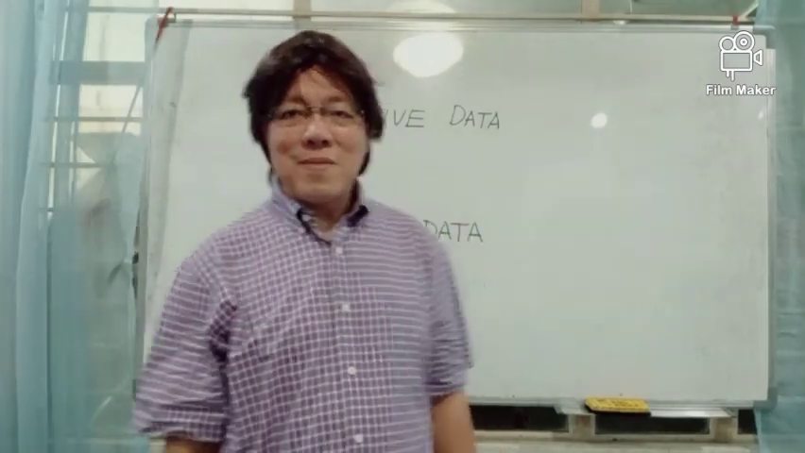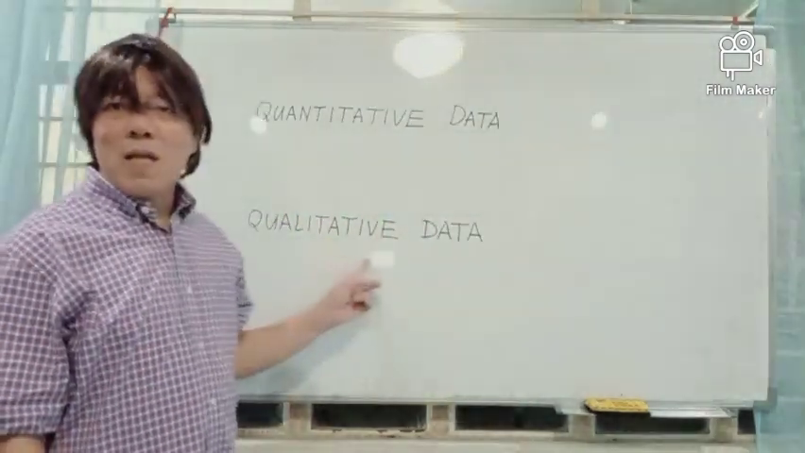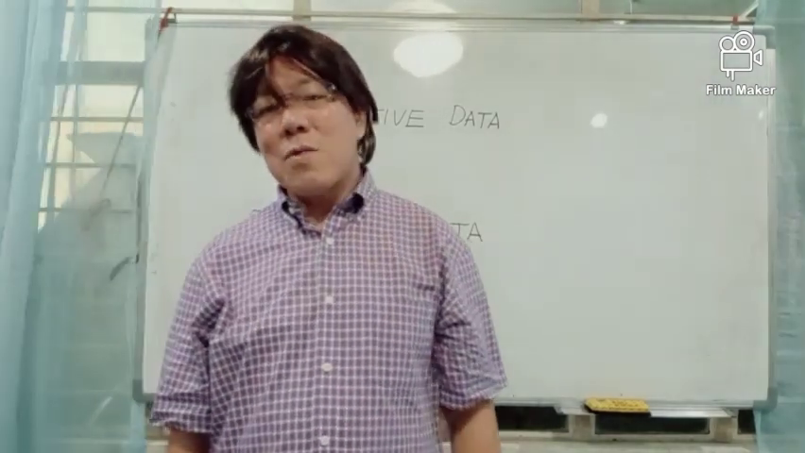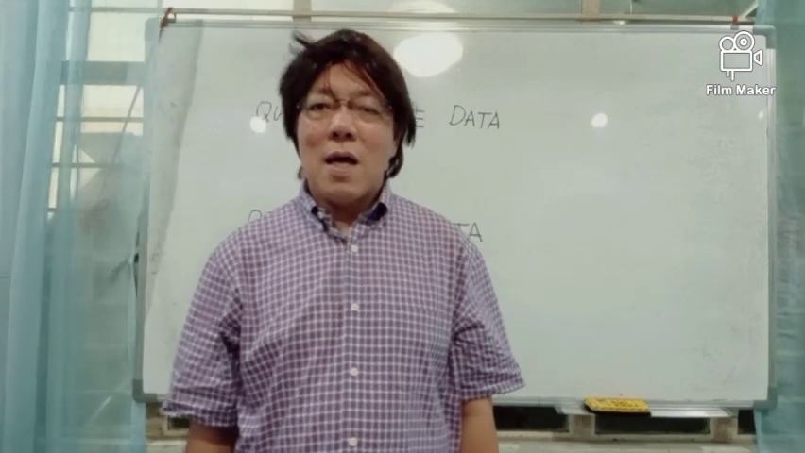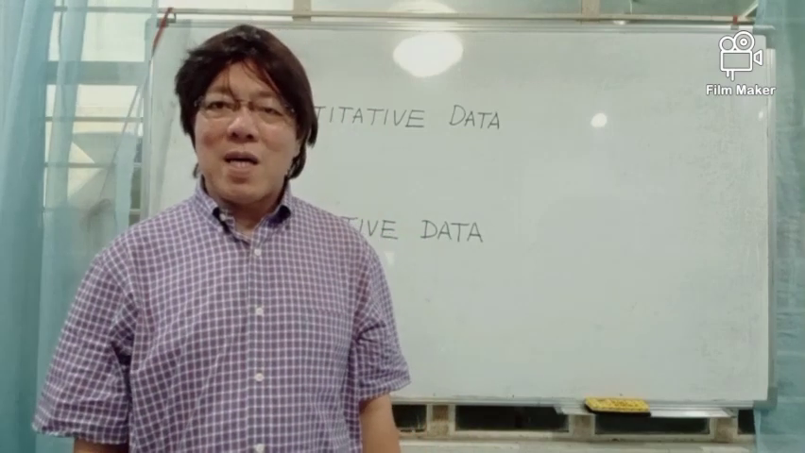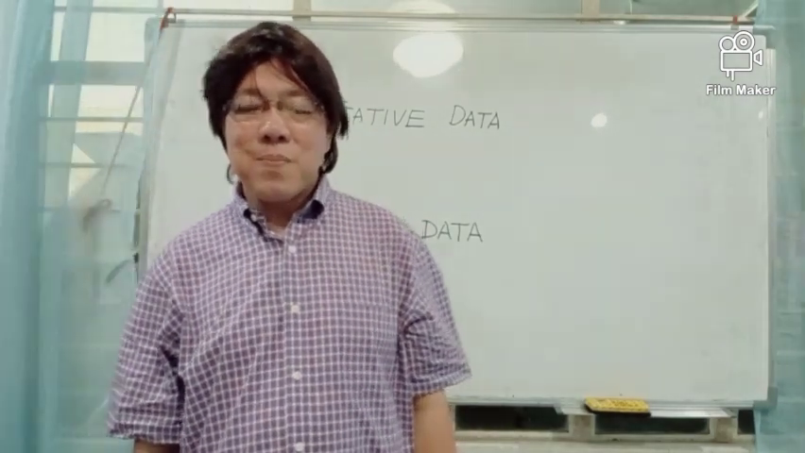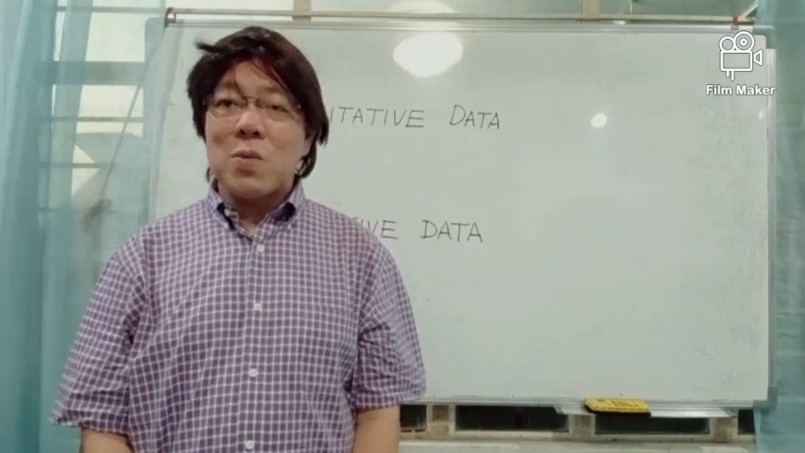Today we will take up 2 types of data: the quantitative data and the qualitative data. Quantitative data are those data that can either be measured or counted. Examples of these quantitative data are height, weight, age, income, area, perimeter, and volumes. There are two types of quantitative data. These are the continuous data and the discrete data.